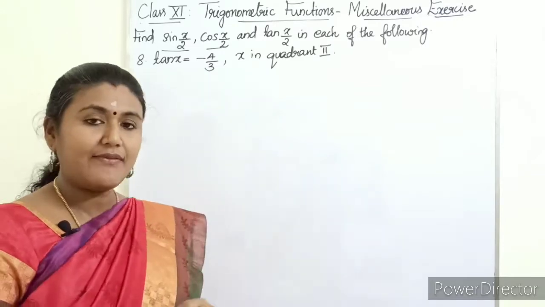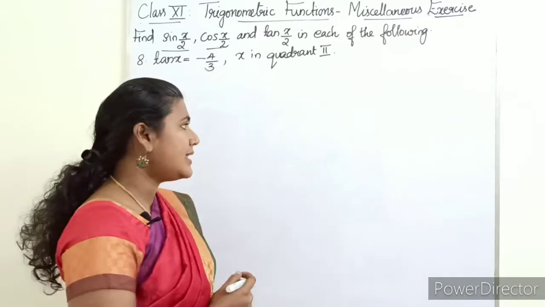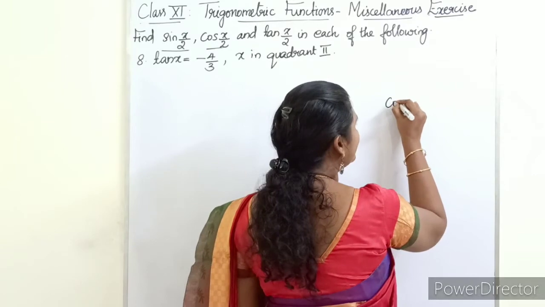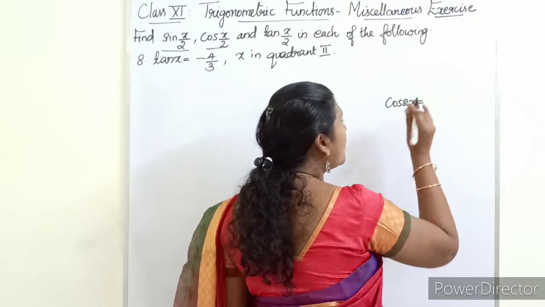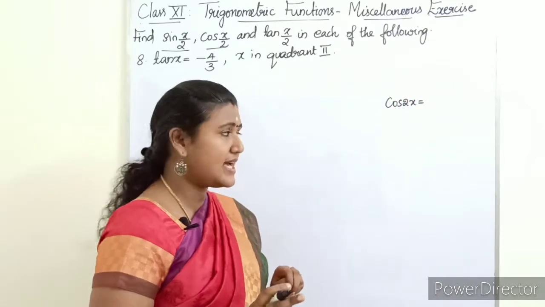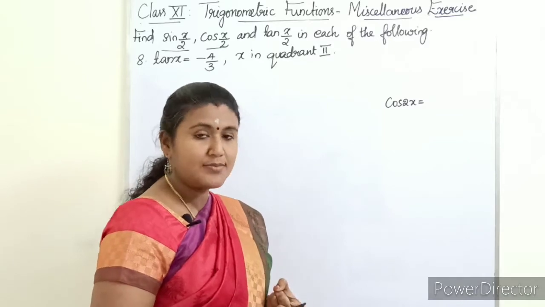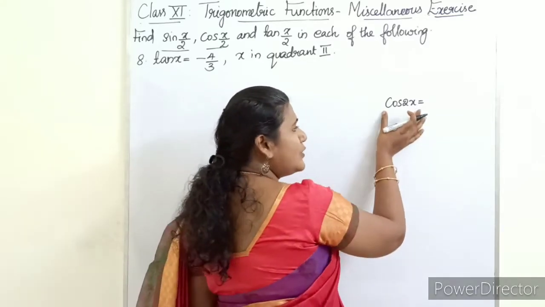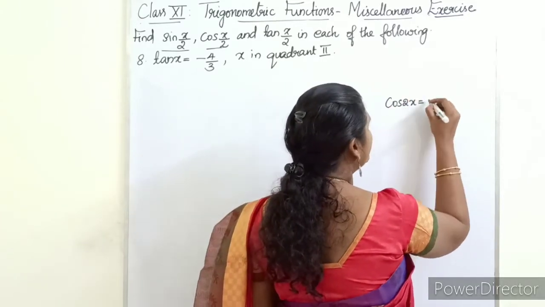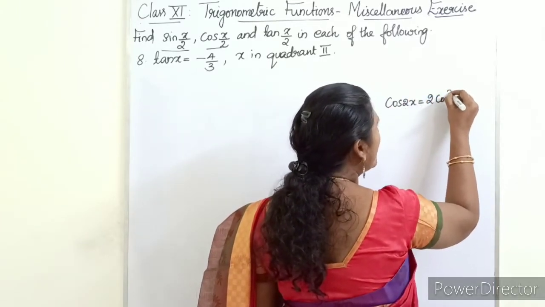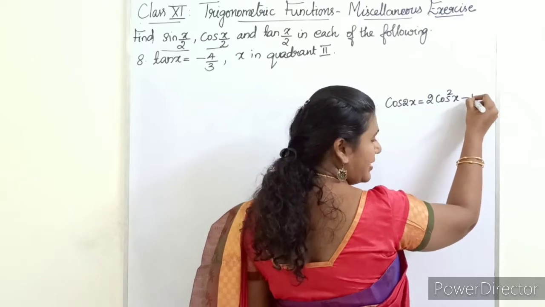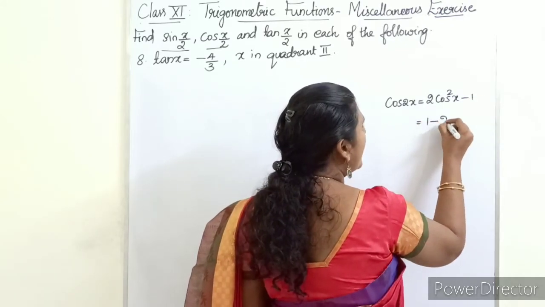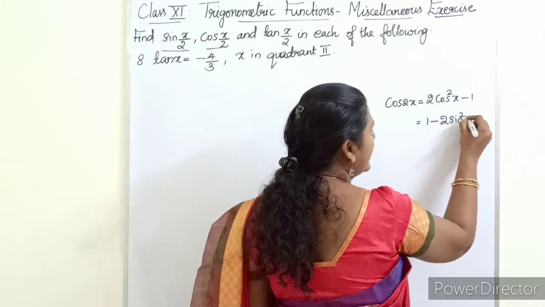So we have learned many formulas. In that we have learned the cos 2x formula. Actually there are 4 formulas for cos 2x. In that, one is in terms of cos and another one is in terms of sin. So we will use those two formulas. Cos 2x is equal to 2 cos square x minus 1, and another formula is 1 minus 2 sin square x.